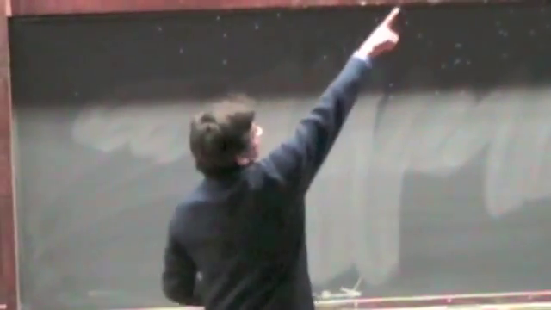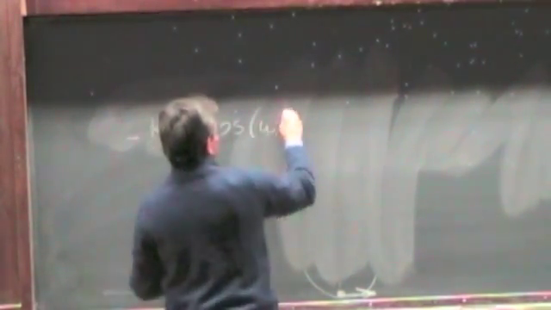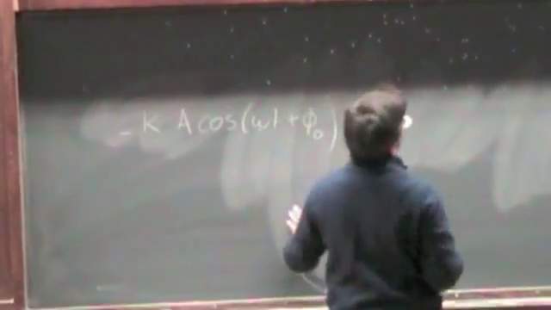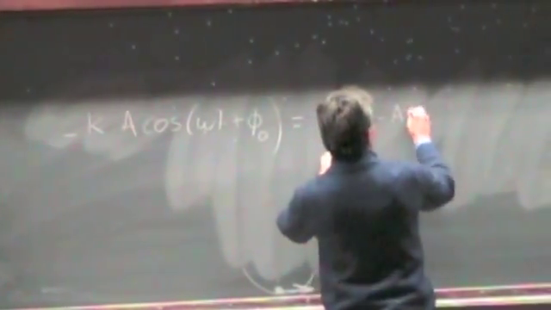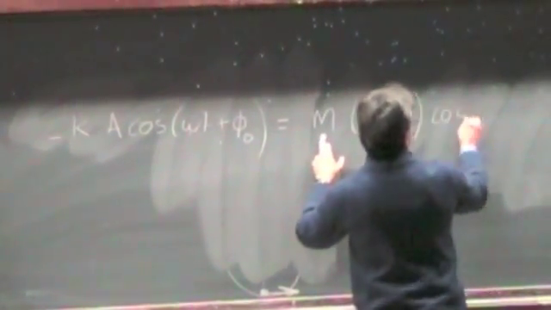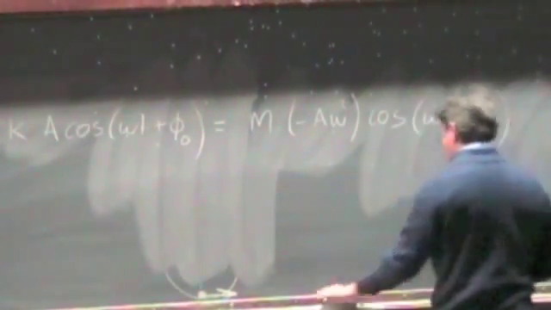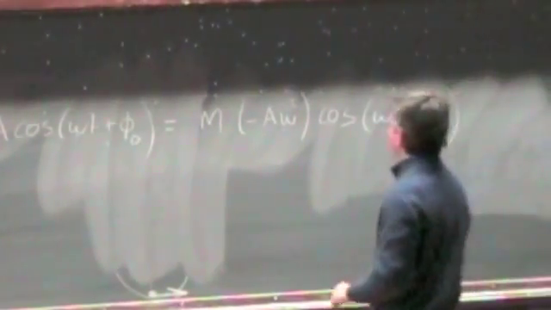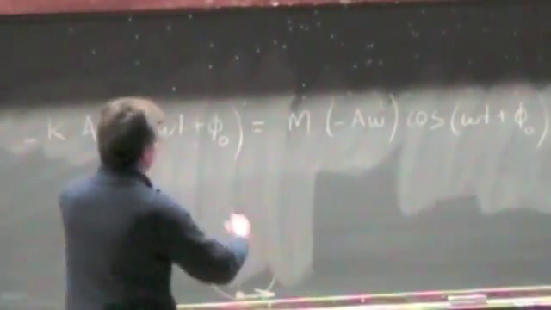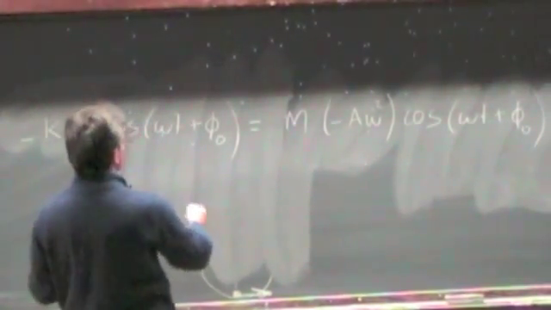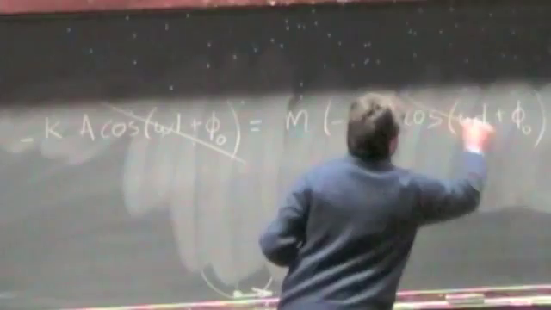So just plug that in, the acceleration on the right-hand side and the position on the left-hand side. So you have minus k times the position, which is A cosine omega t plus phi 0, equals m times the acceleration, which is minus A omega squared times the cosine of omega t plus phi 0. And you see that cosine is on both sides. That's a great thing because that's a function of time. If it didn't cancel, we'd be in trouble. So this cancels with that.